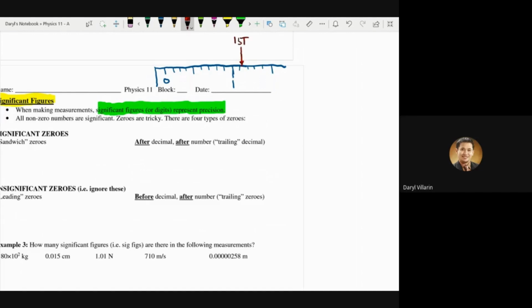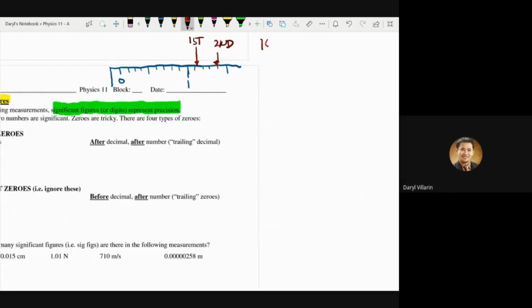And then let's say you have another reading which lies here, okay? So how would I record my measurement in the first and the second one? Well, for the first one, it's between 0 and 1, which means that it is subdivided into 10 equal parts. So one smaller line here represents 0.1 of a centimeter. I forgot to write the centimeter.